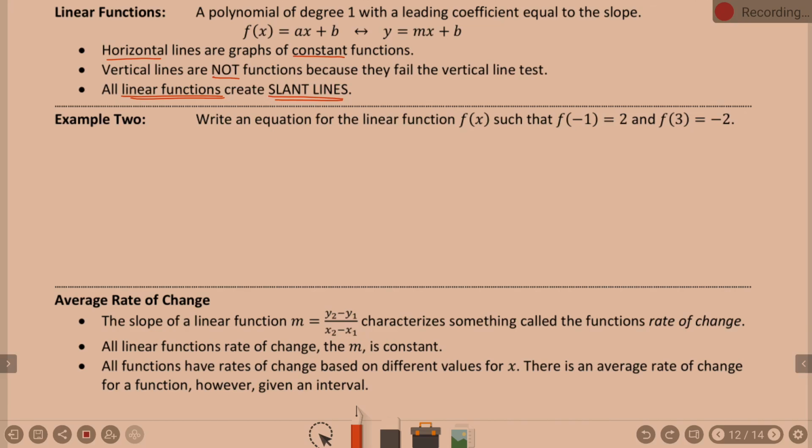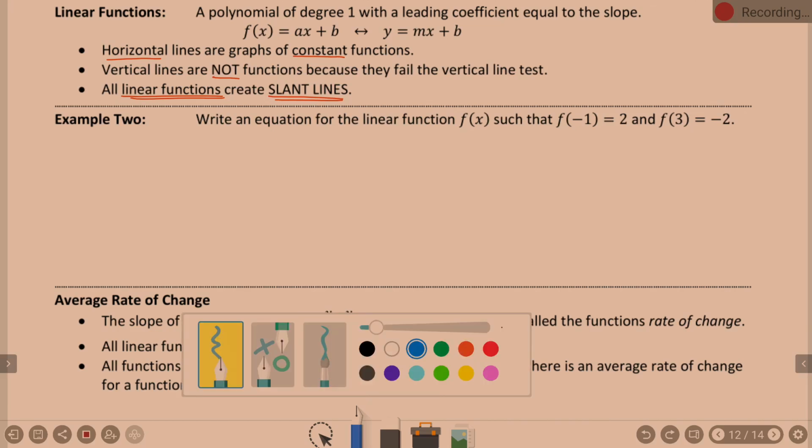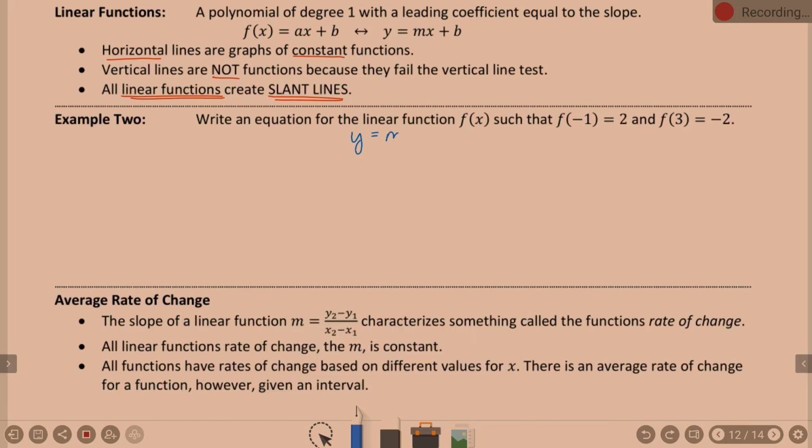Okay, write a linear function, which means we're writing y equals mx plus b. I guess I technically could say f of x, but you know. Now, thoughts? You would make y 2 and x negative 1. I actually like it.